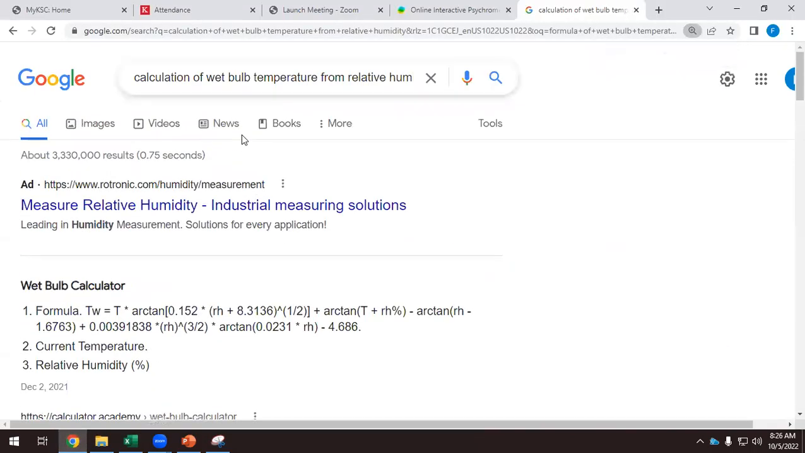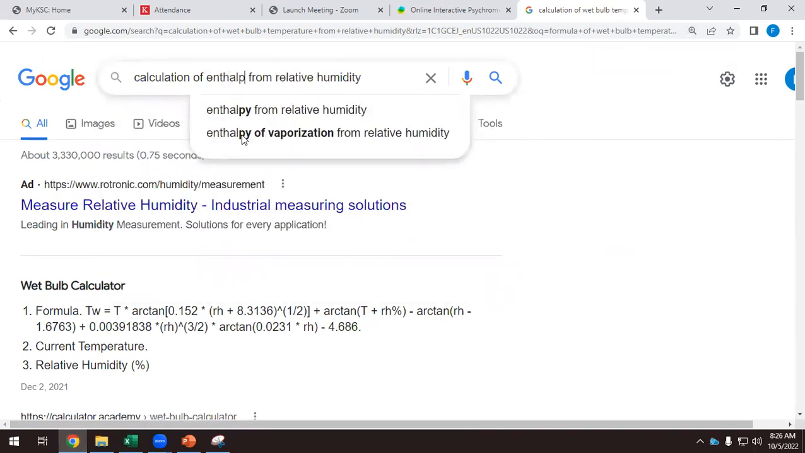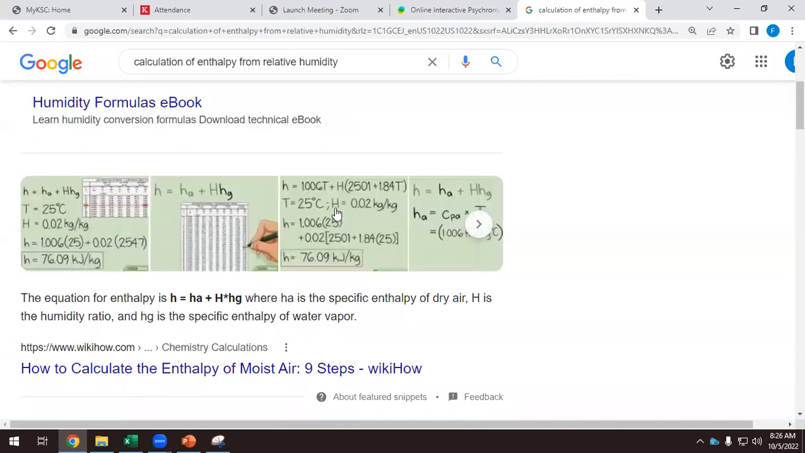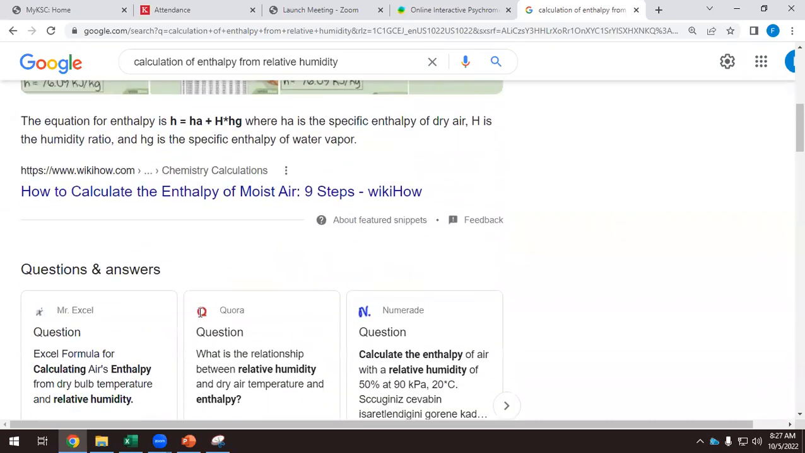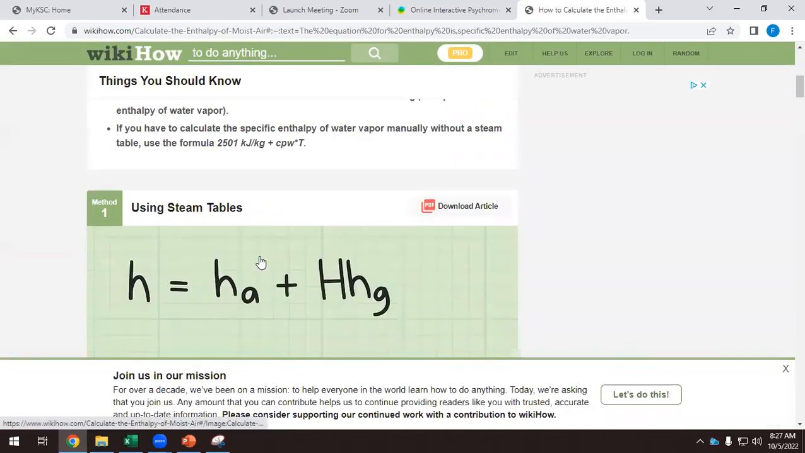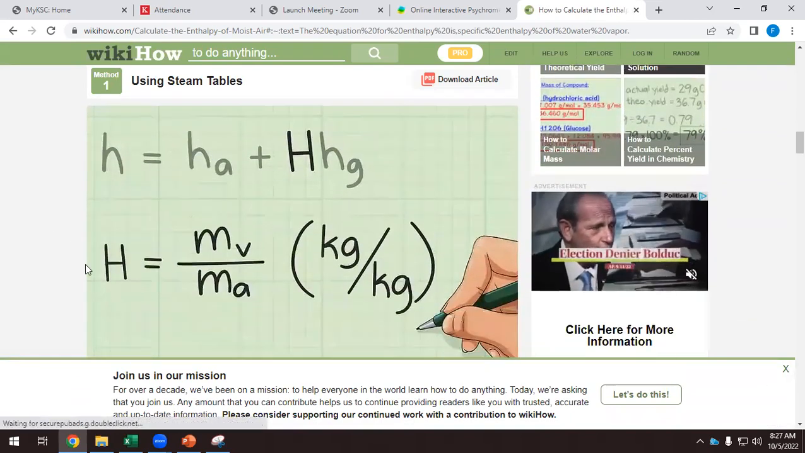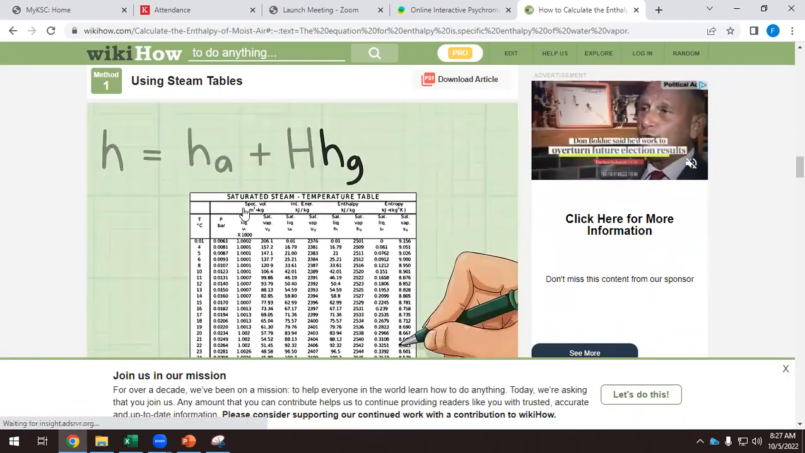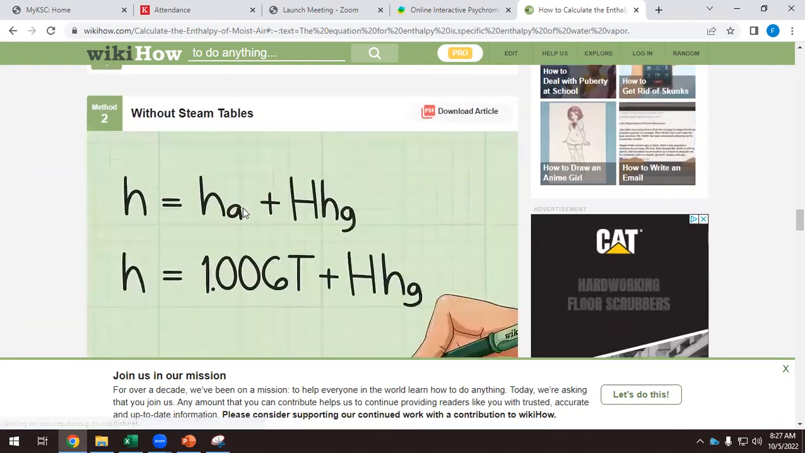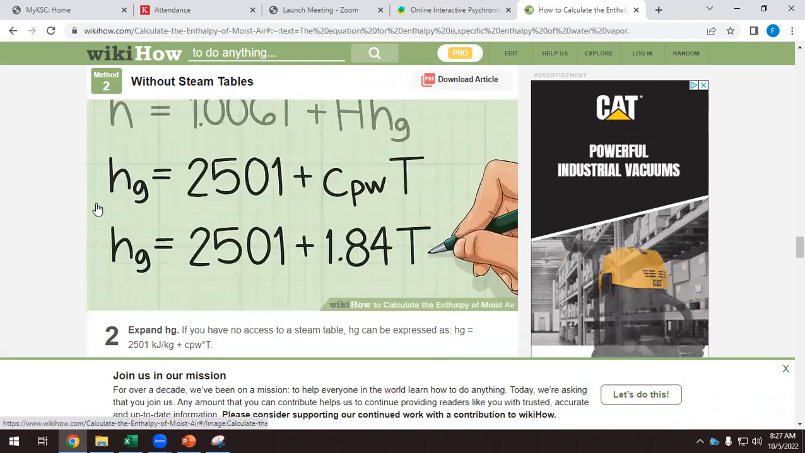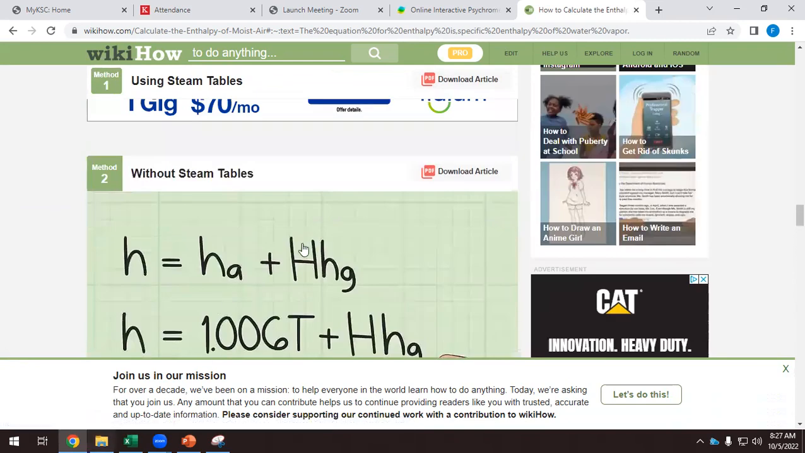So I'm sure that there's a calculation of enthalpy from relative humidity. And well, yes, so here we have the temperature in 9 steps. So I think the enthalpy is even more complicated than that, but we can do it. Okay, so we have different formulas here, and then we develop the formula, and we keep going. At the end, depending on the temperature and the relative humidity, we can calculate the enthalpy as well. So everything is related.